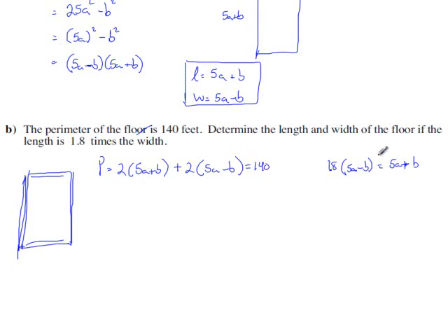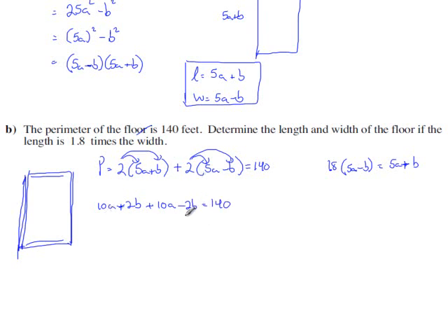By simplifying both of these and solving for a and b, once I have a and b, I'll be able to find my length and width. So my goal for now is to figure out what a and b are. I'll start by simplifying each of these equations. If I simplify this one, I just expand out the brackets first. So 2 times 5a is 10a. 2 times positive b is positive 2b. And then 2 times 5a is 10a. And 2 times negative b is negative 2b, equals 140.